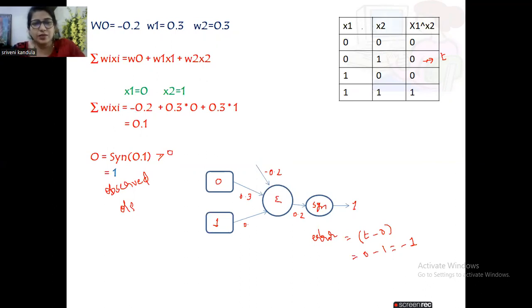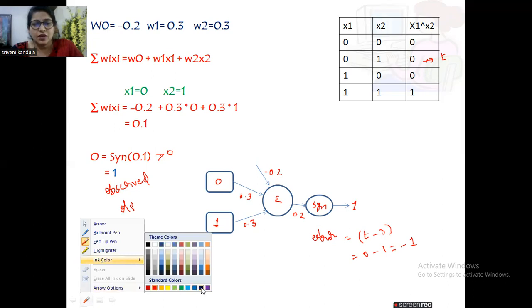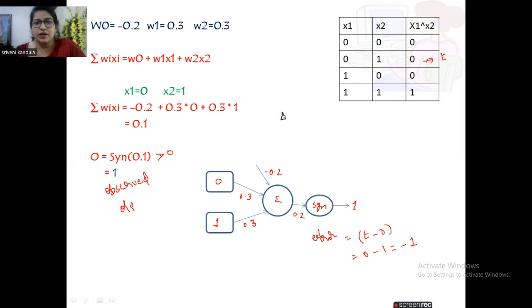Now if you compute, sigma Wixi value is 0.1 and the output that you have obtained again is a 1, which is varying from the target. So again I got an error value. That means for these set of inputs also, our perceptron unit is not functioning according to the requirement. So what we should do, again we should try to modify. Let's try to modify. This time, once again we have to calculate delta Wi.